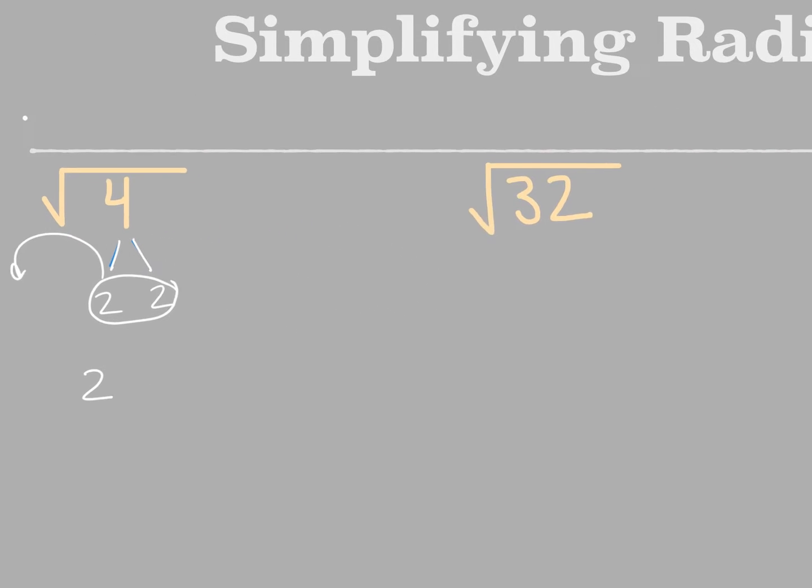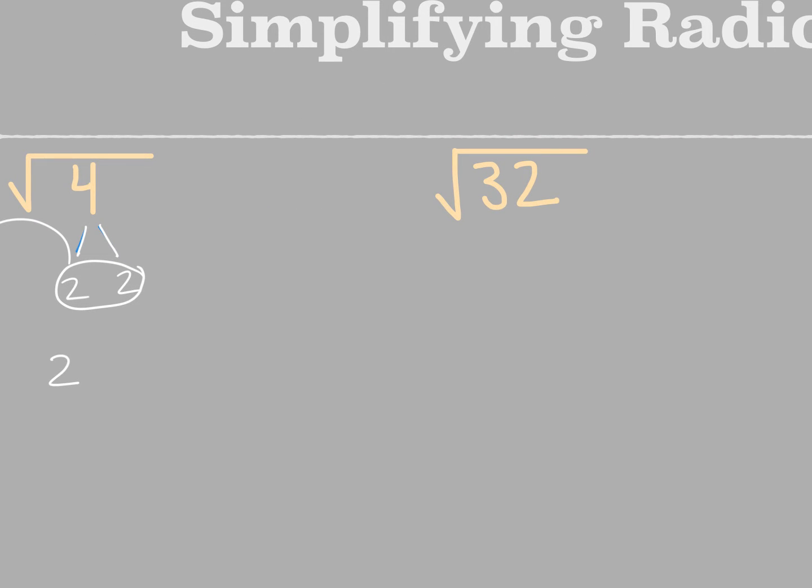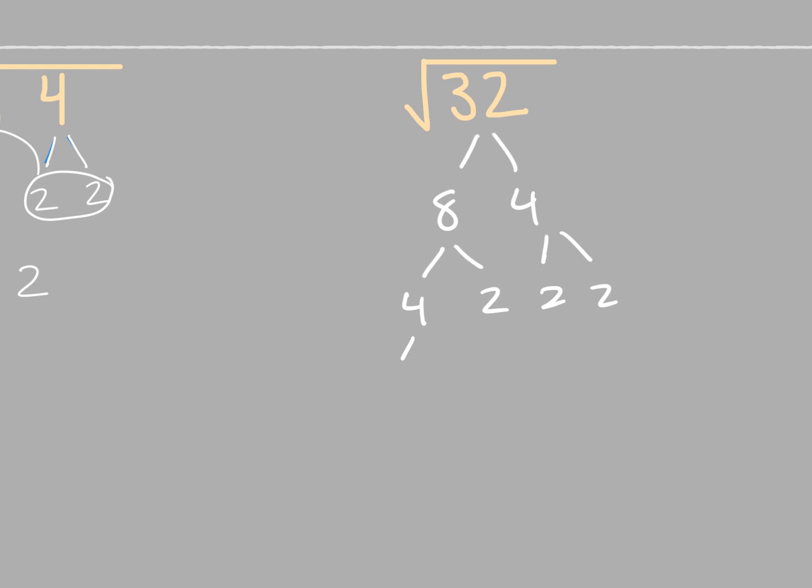Let's do another one. So what are 2 factors of 32? 8 and 4. What are 2 factors of 8? 4 and 2. And 2 factors of 4? 2 and 2. And then 2 factors of 4? 2 and 2. So I have 2. I'm just going to relist these 2's also.